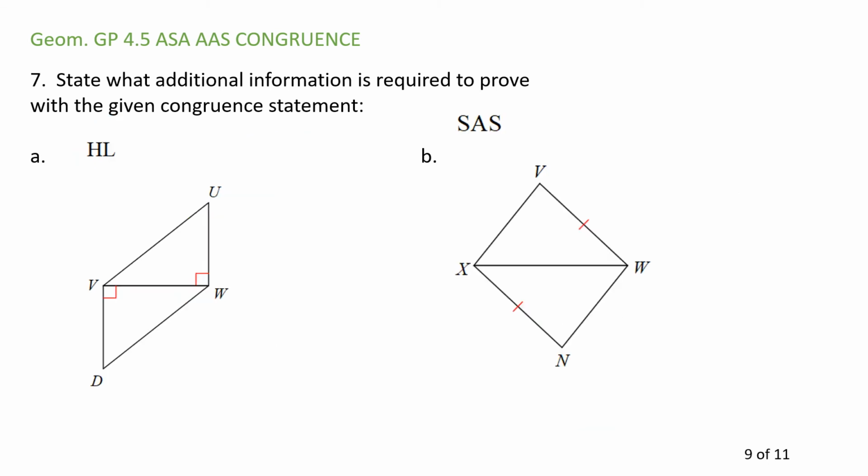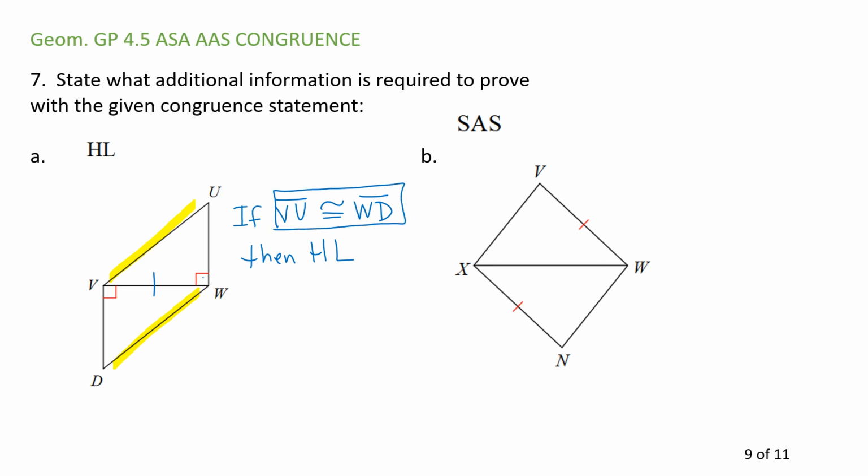I got one more. Say what additional information? Hypotenuse leg. It's the same one we did on the other one. I've got a right angle. I know that this leg is congruent. So if I know that this is congruent to that, so if segment VU is congruent to WD, then hypotenuse leg. That's the answer.